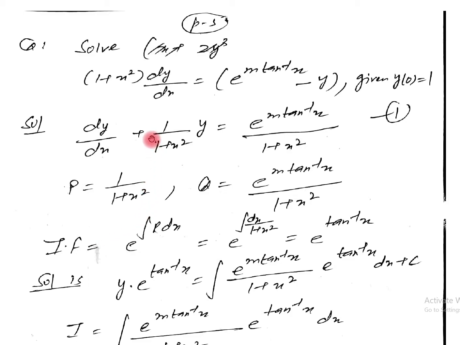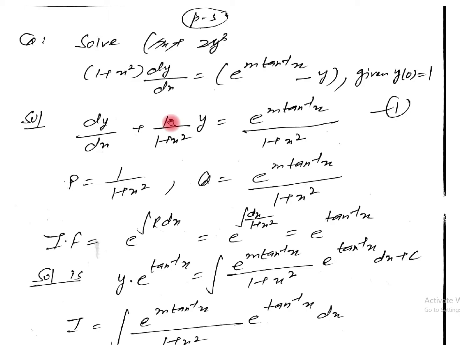Now here, solve the differential equation. Given the condition y(0) = 1, which means when x is 0, y equals 1. With the help of it we have to eliminate c. Now again the differential equation can be written as dy by dx plus y upon 1 plus x square equal to e raised to power m tan inverse x upon 1 plus x square.